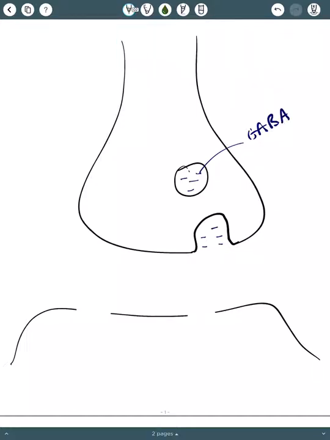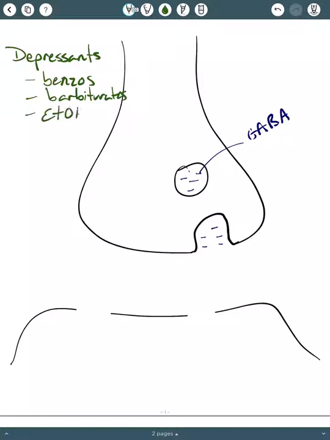And this mechanism is common for all of the depressant drugs that we've discussed in class, including the benzodiazepines, the barbiturates, and even alcohol. The alcohol that we drink is ethanol, right? And we abbreviate it ETOH, just like that.